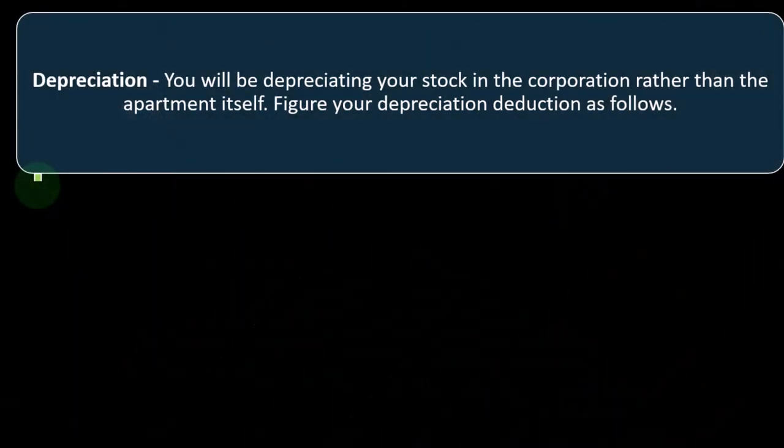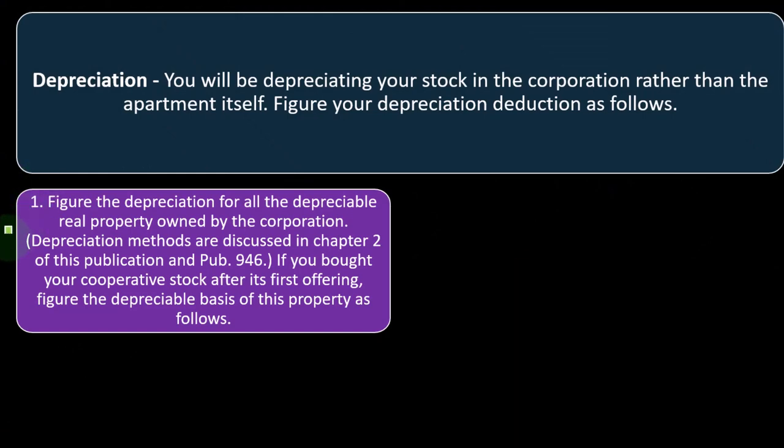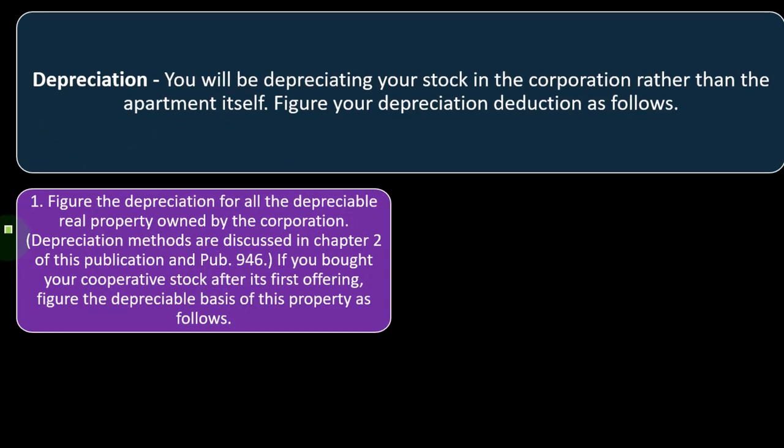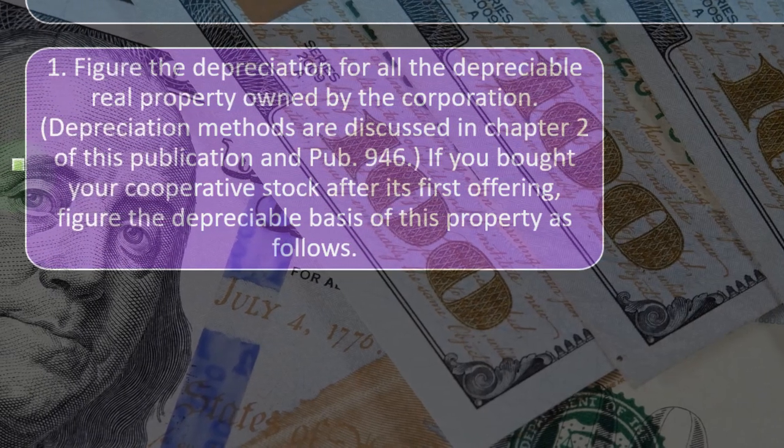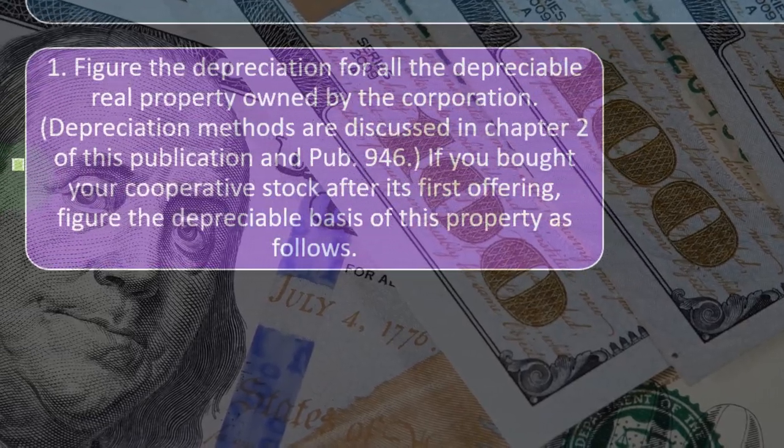Figure your depreciation deduction as follows. One, figure the depreciation for all the depreciable real property owned by the corporation. So we're going to think about it as a full unit first, and then think about our share of the depreciation, based on the amount of ownership that we have. Depreciation methods are discussed in chapter 2. So the cooperative would be doing their depreciation.